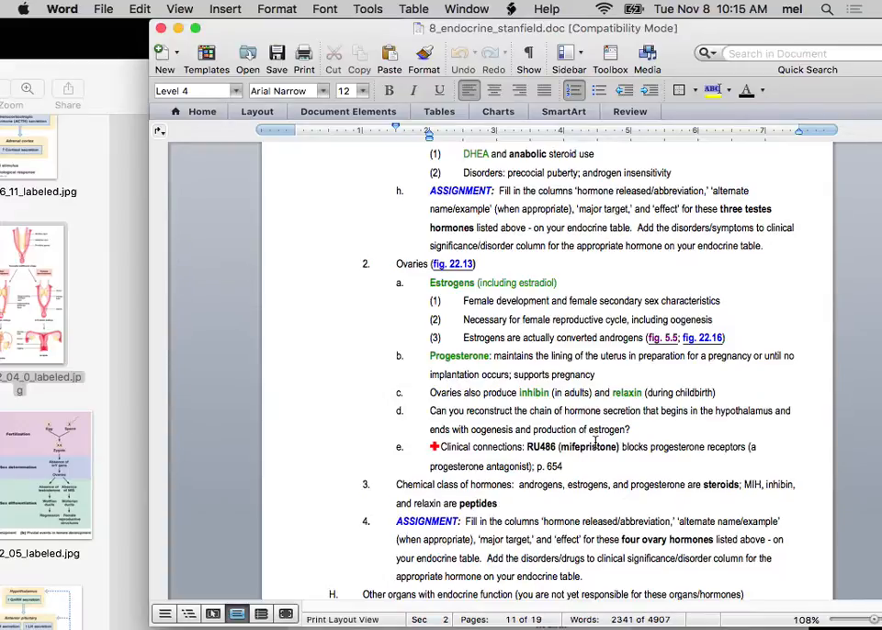So what the ovaries are going to do every cycle, right, 28-ish days, is they are going to start with maturation of a single oocyte and ultimately oogenesis, right? And then ovulation, right? Okay, so that happens in the ovaries.